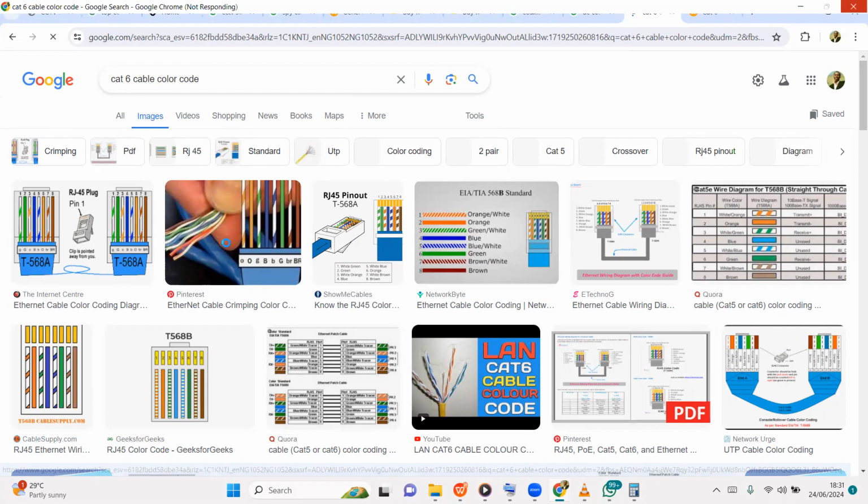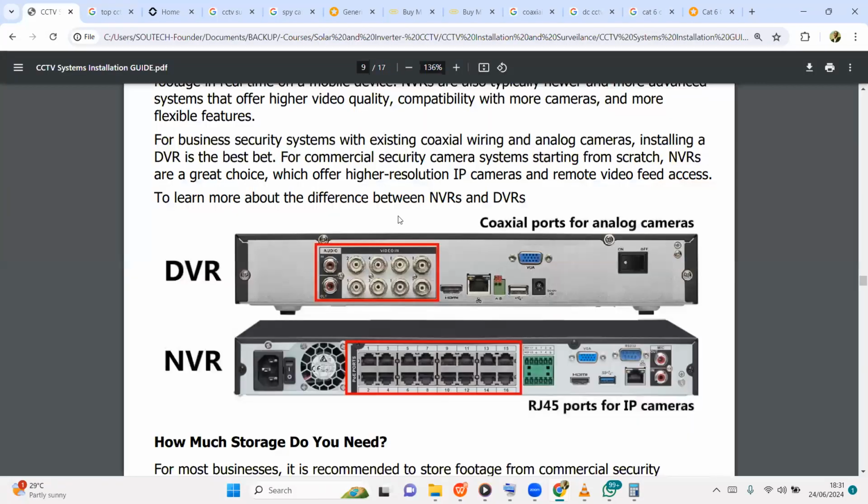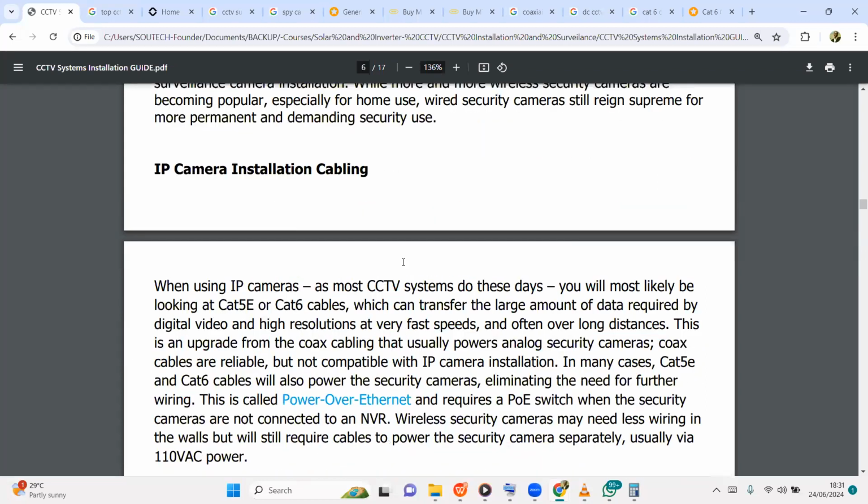So I'm going to explain how you're going to run that. That's if you're doing an analog camera. Whereas if you are doing a digital camera, you can use your entire Cat6 cable for Power over Ethernet. So I'm going to demonstrate everything. So let's try it on. So this is the clear-cut difference between a DVR and an NVR. Okay.